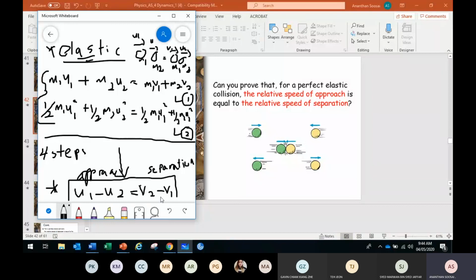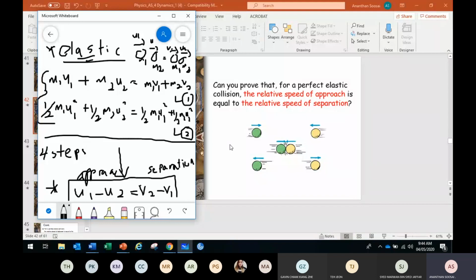U1 minus U2 equals V2 minus V1. You need to kill the mass. Factorize the mass out, make one side all M1: you see M1 on the left and M1 on the right. Bring all the M1 to the left and all the M2 to the right, divide both equations, and you end up getting this one. Give it a try. Today's lesson, I'm going to stop here.